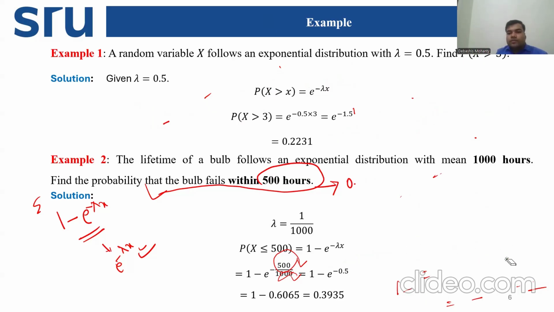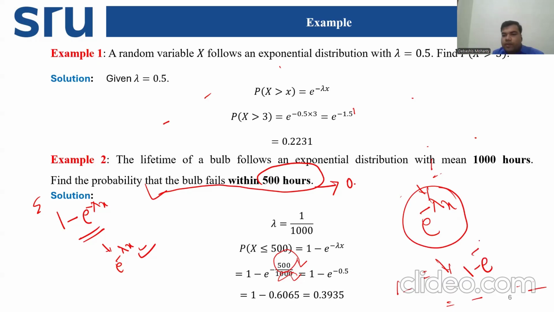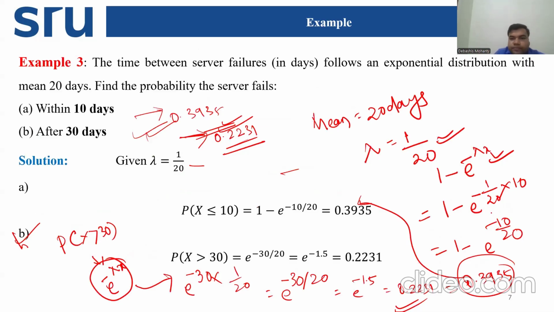Try to understand the two cases very carefully, because for some questions it is given as more than that time. For more than that time, just use the formula e raised to the power minus lambda x. For within a certain time period, just use the formula 1 minus e to the power minus lambda x. These are the two things we need to put and calculate. These are very easy concepts which you can follow.